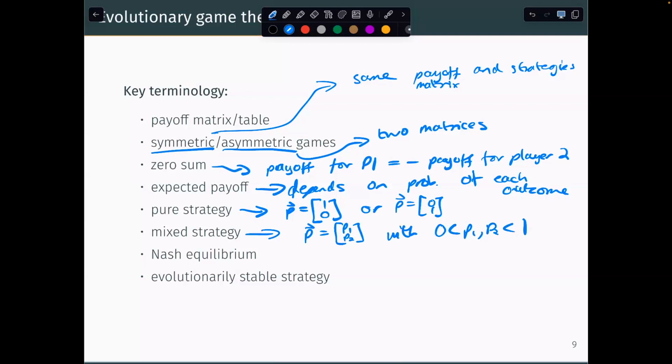And this mixed strategy here is kind of like everyone going around with a random number generator. When they come to a point where they have to make a decision on what strategy they're playing, they play strategy 1 with probability P1 and strategy 2 with probability P2. It's clearly just going to be 1 minus P1. And so if their random number generator is less than P1, they play strategy 1.